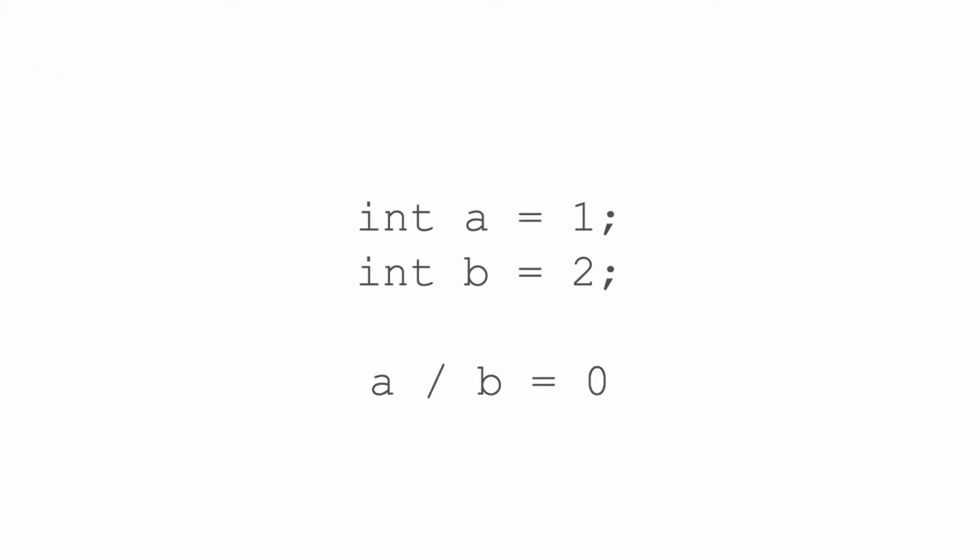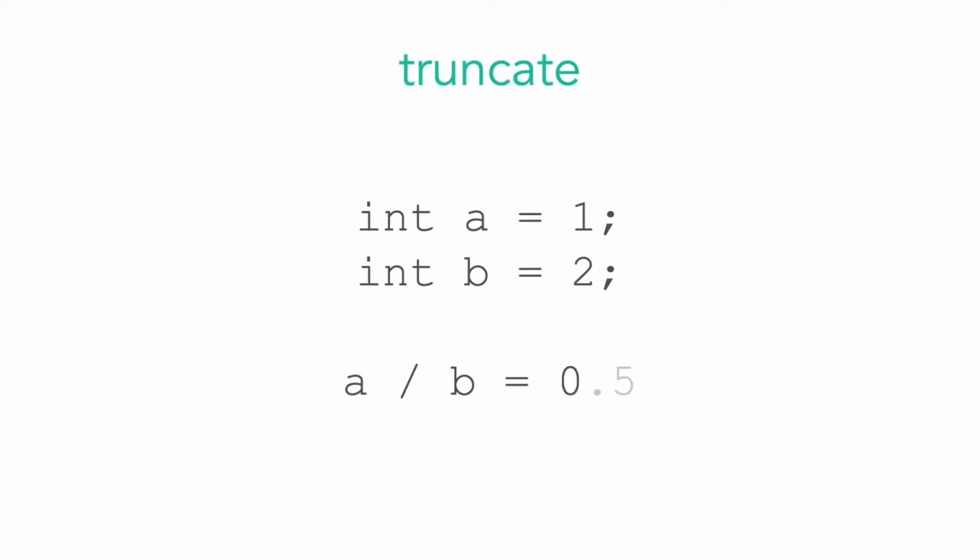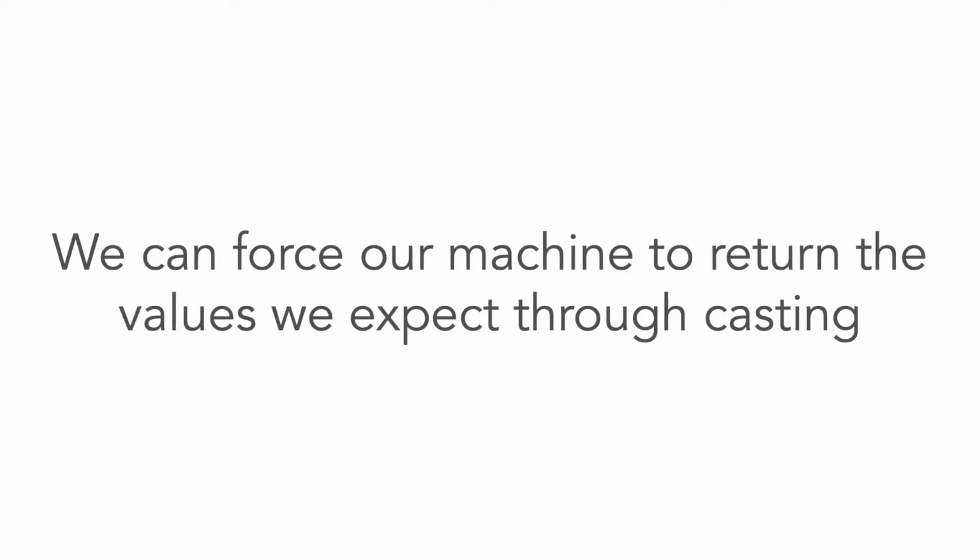In this example, we are working with two integer values. Your computer will execute this expression and return an integer value. The result of this expression is 0.5, but because your machine needs to return an integer, it will truncate, or cut off, the values after the decimal and return a whole number, in this case, 0. We can force our machine to return the values we expect through casting.